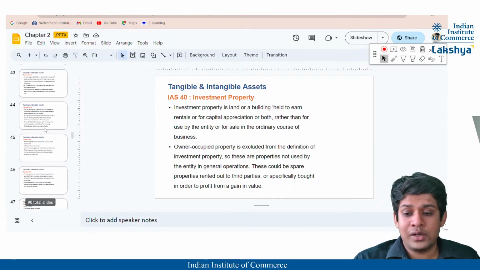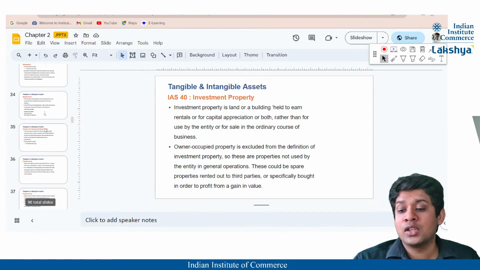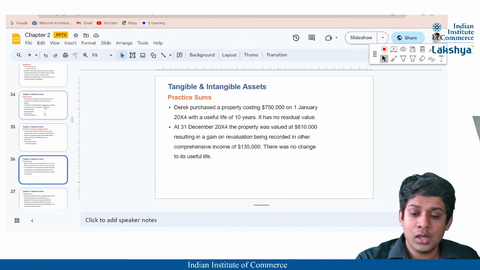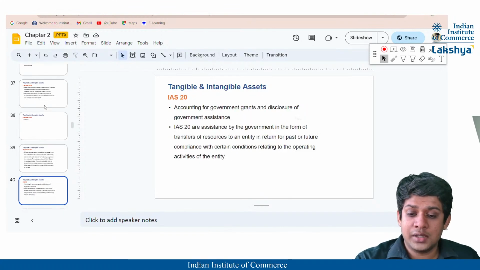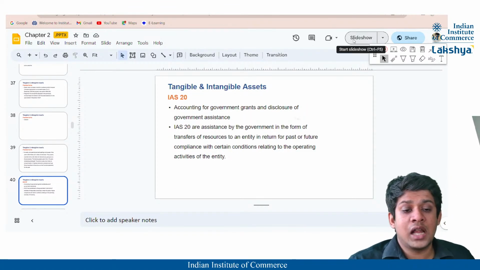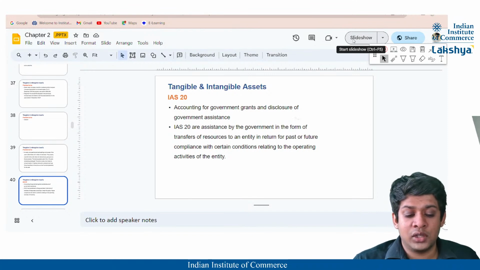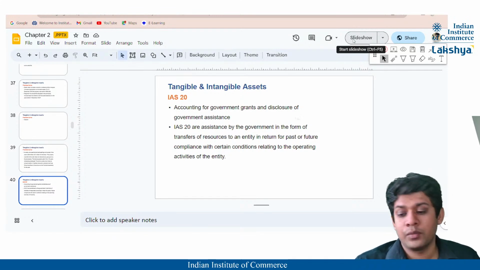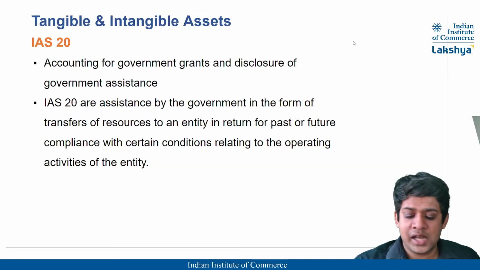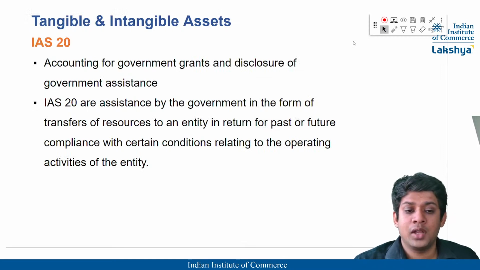Now we'll do the last accounting standard for today. That is going to be, where is it? IAS 20. Okay. This is the last accounting standard that we are covering for the day. The remaining 2 accounting standards will be dealt with in the next class. Okay. So let us head on with IAS 20.